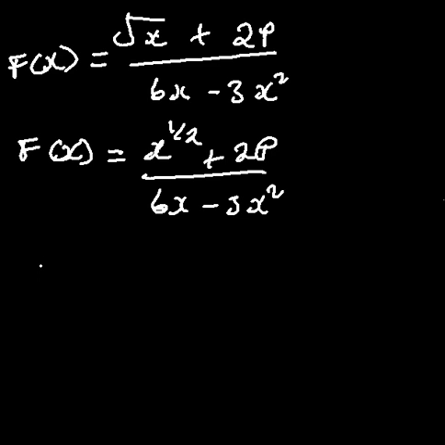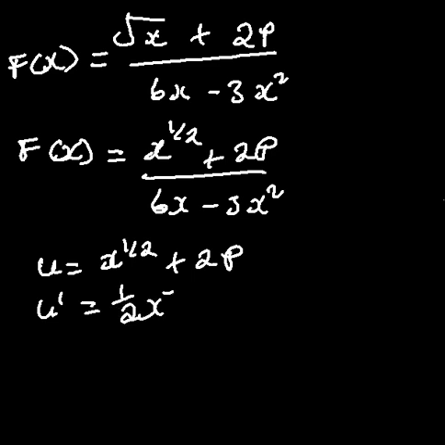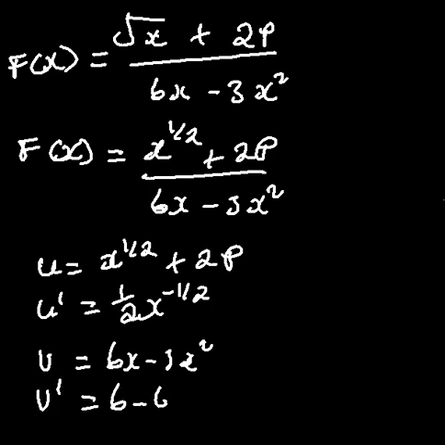Basically I'll use the quotient law of differentiation. So in this case the u has to be given as the numerator, x to the power half plus 2b, and what is the u prime? We'll have it as half x to the power negative half. And what is the derivative of 2b? Since the function is a function of x, b is a constant, so we'll have it as 0. And the other one has to be v, we'll have it as 6x minus 3x squared, and the v prime has to be given as 6 minus 6x.